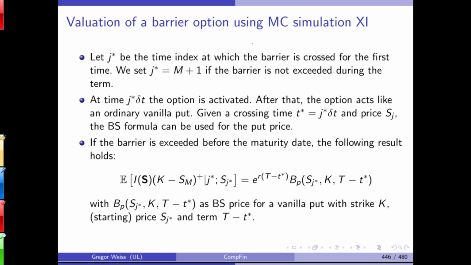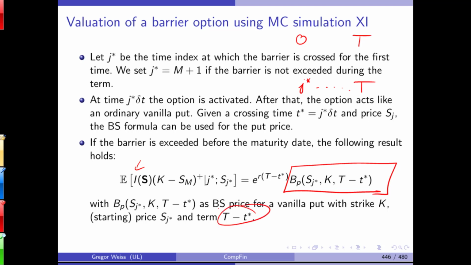But then, improve it a little bit. Let J star be the time index at which the option is knocked in. Then you know that from this time onward, you can take not the payout, but you can take the Black-Scholes price. But of course, you need to calculate the Black-Scholes price with a shorter maturity. Not from 0 to capital T, but from J star to capital T. And this is what we do here for the remainder on the maturity of the option.